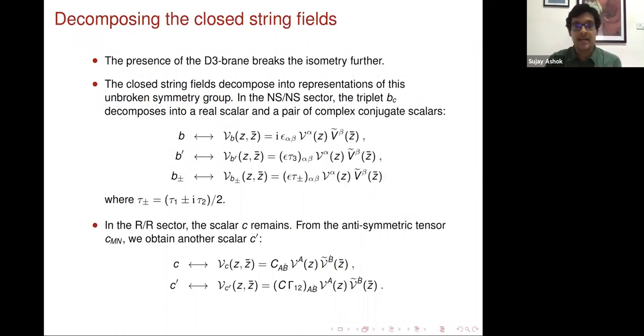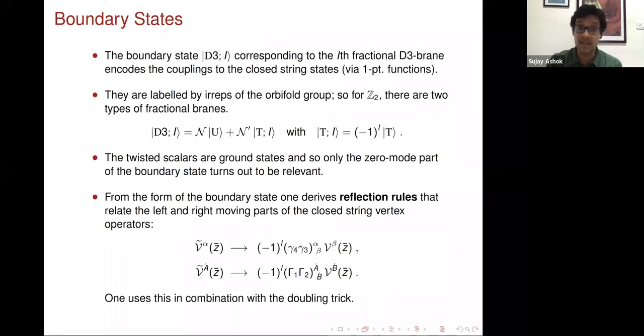Once I list the closed string scalars, what I want to understand is how they are affected by the presence of the D-brane. The coupling of the closed string fields to the D-brane is specified by what is called the boundary state. By now it's well established how to construct boundary states in these simple orbifolded backgrounds. I just have one slide on this, to summarize the main points.